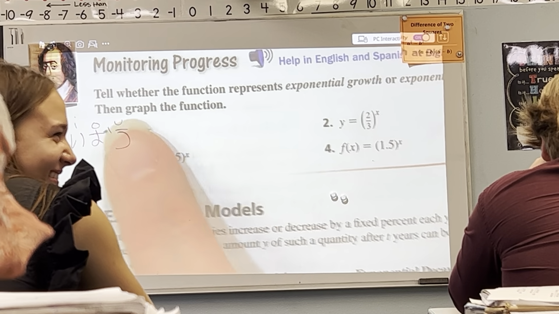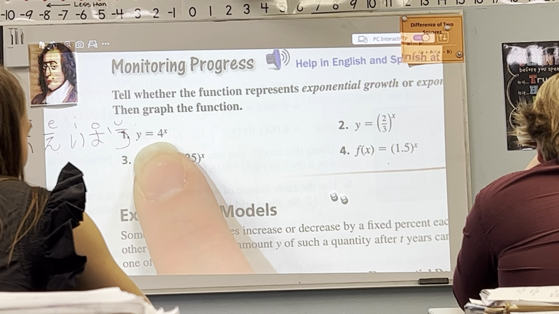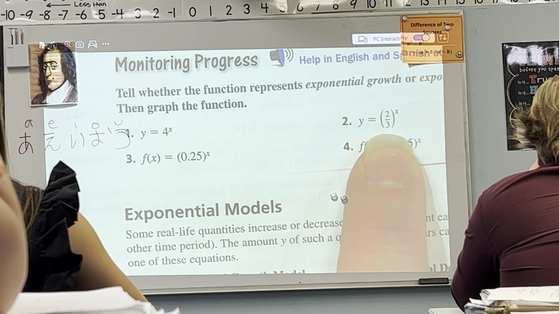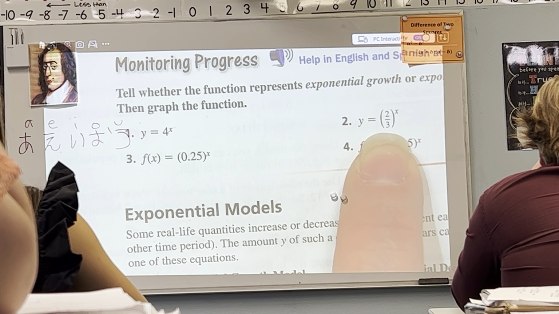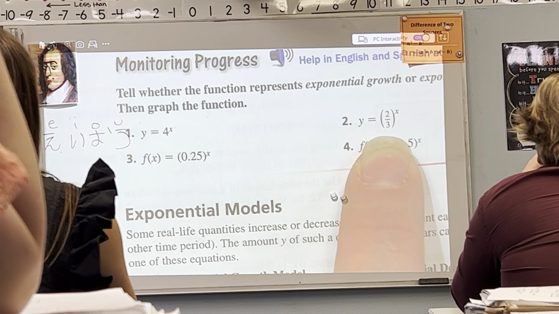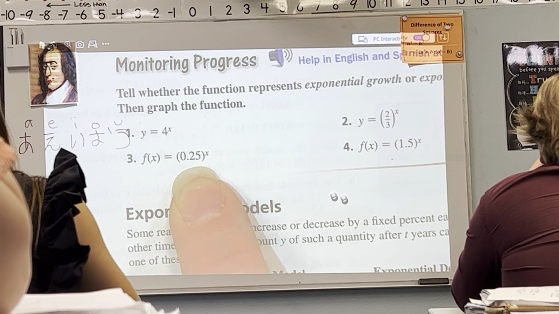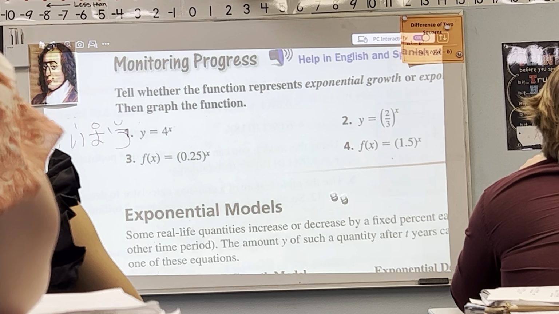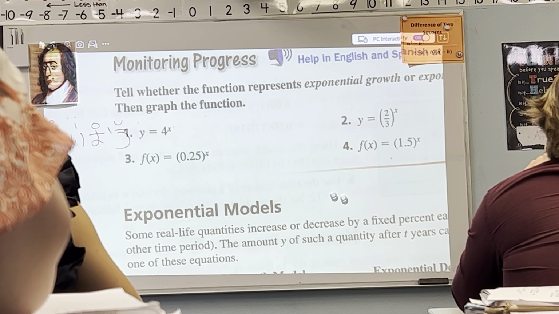This one right here, y equals 4 to the x, growth or decay? Growth. Decay. Why? Because of fraction. Not just because it's a fraction. It was less than one. Alright, this one. Decay. Less than one. Growth, because this is still technically a fraction, but it's greater than 1. That's what I was making sure.